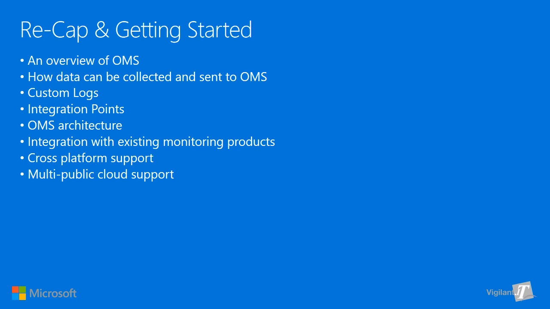Okay, we've gone through a lot. Here's a quick recap on what we've covered. An overview of OMS, how data can be collected and sent to OMS, custom logs and custom fields, integration points with third-party services and applications, the OMS architecture, integration with existing monitoring products, Nagios and Zabbix, cross-platform support for both Windows and Linux, and multi-public cloud support including Azure, AWS, or Google. It's a lot to take in. It might be a good idea to take a look yourself.